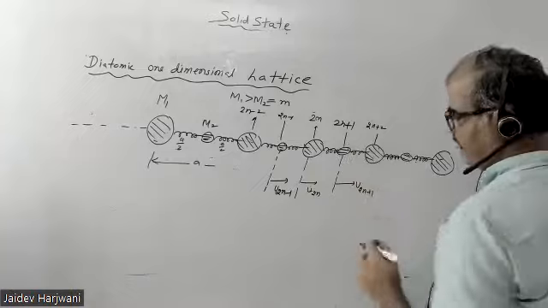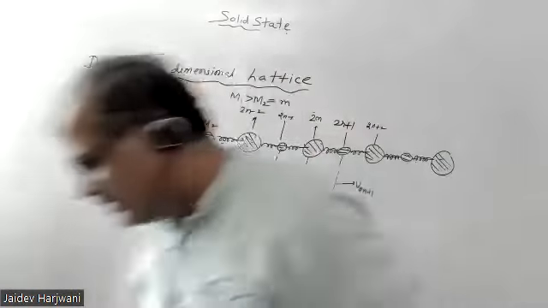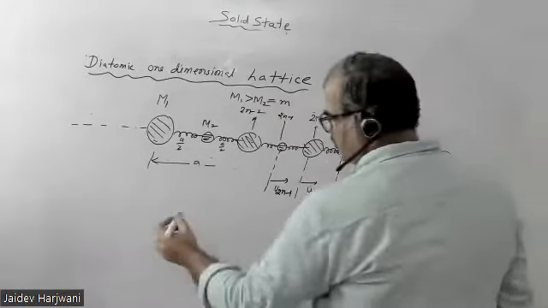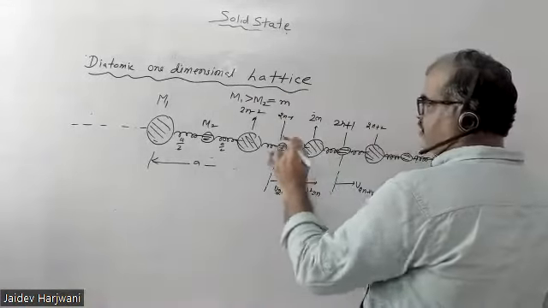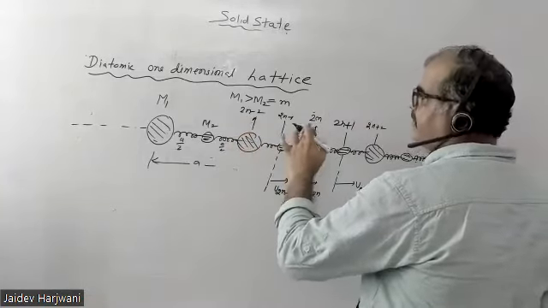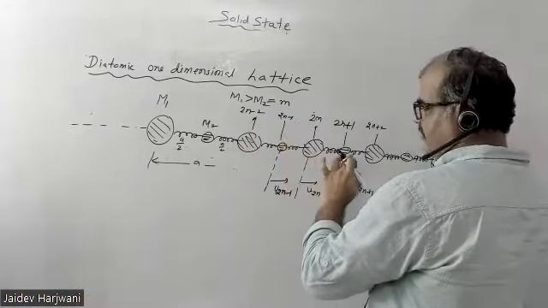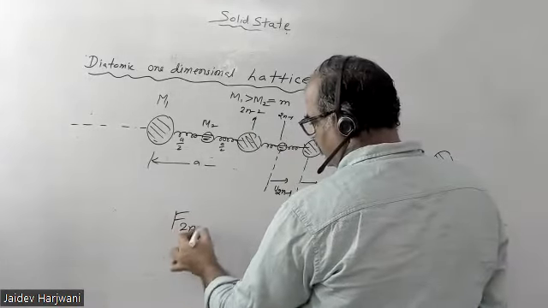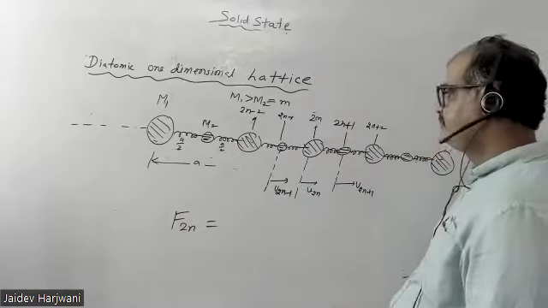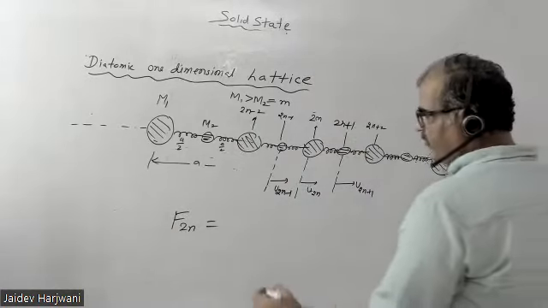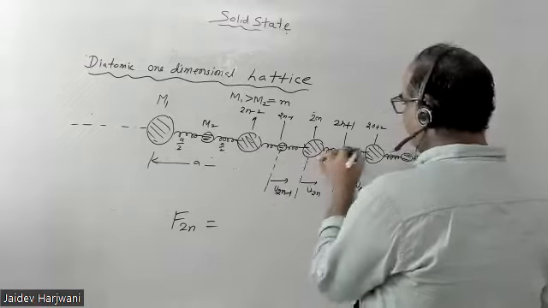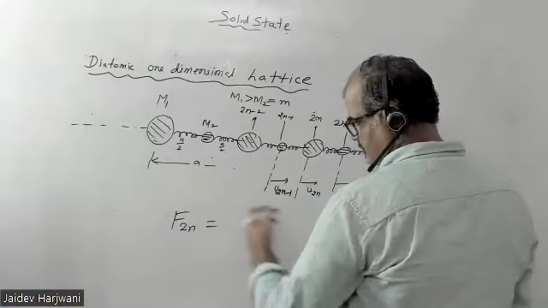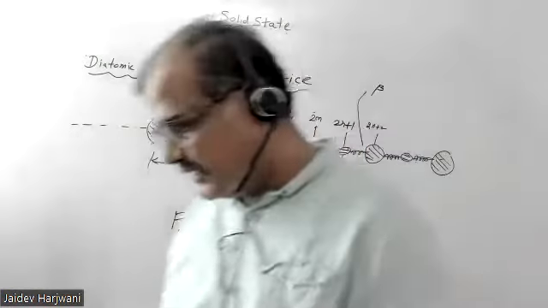Now I want to write the force on 2n, this bigger atom. I am writing all the bigger atoms as even numbers, and the smaller atoms as odd numbers. So now let me ask what is the force on 2n. Like yesterday we calculated, the spring constant is beta. So what is the force on 2n? Tell me, how much will it come?